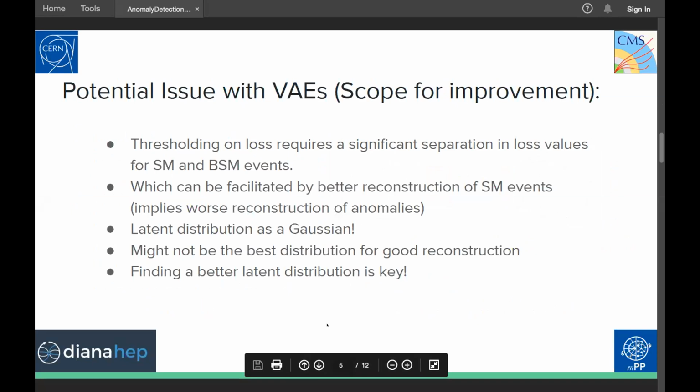The idea of thresholding on reconstruction loss requires that our VAE is able to reconstruct SM events quite well, which would in turn mean that BSM events are not reconstructed well. So essentially, we're trying to have a separation on the loss values themselves. For that to happen, we need to see if we can better reconstruct the SM events, for which we look into the latent space. The latent distribution being approximated as a Gaussian may not be the best approximation for every case. In general, in the deep learning community, approximating the latent distribution as a Gaussian has worked pretty well for most tasks. But as I said, it may not be the best distribution for our case, which is why we looked into the concept of normalizing flows.